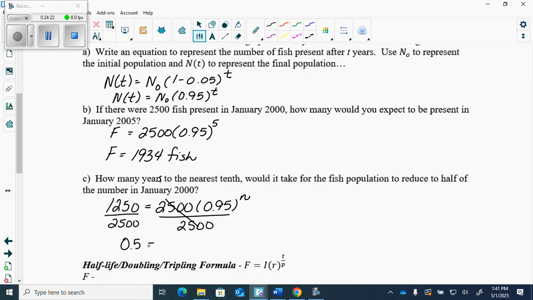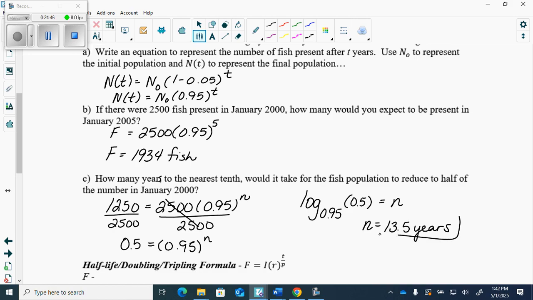All right. Once again, I don't know the year. If I don't know the year, I have to do what? Log. So I get log base 0.95 of 0.5 equals 13.5 years. So it takes 13.5 years for the fish population to reduce to half the number in January 2000.